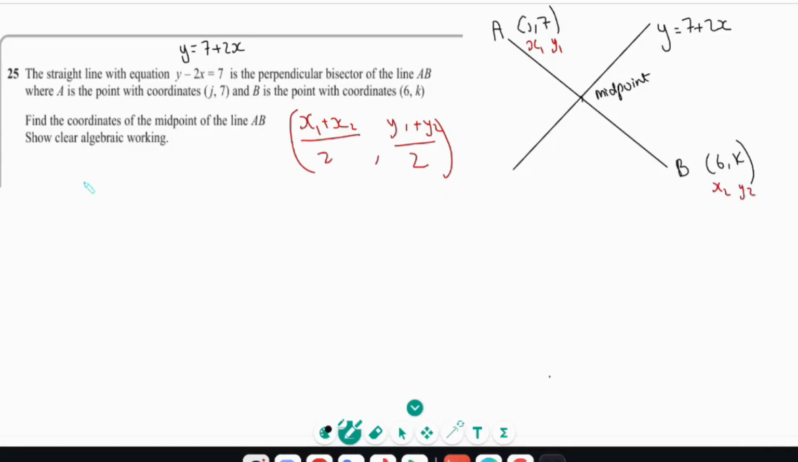Add the x coordinates together and divide by 2. That is the x coordinate, and add the y coordinates together and divide by 2. This is the midpoint of AB.